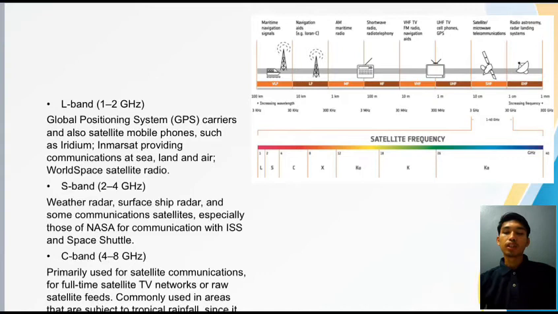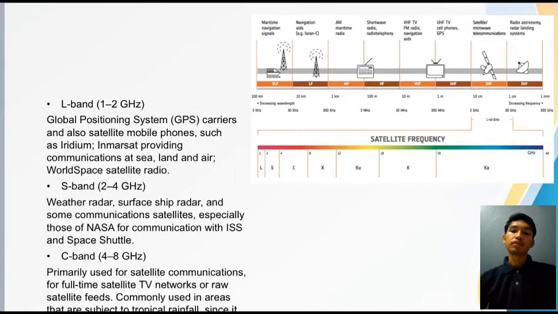Designations have been developed so that they can be referred to easily. The higher frequency bands give access to wider bandwidth, but with wider bandwidth, it is more susceptible to signal degradation due to rain fade. The absorption of radio signals happens by atmospheric rain, snow or ice.